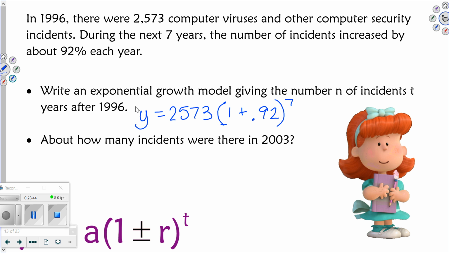So 2573, 1 plus 0.92. Yeah. So 247,480. It's 0.7. So again, would you round up or would you round down? I would round down on this one. Money, you're going to round up if it needs to be. Things like this, you can just round it to the nearest whole.